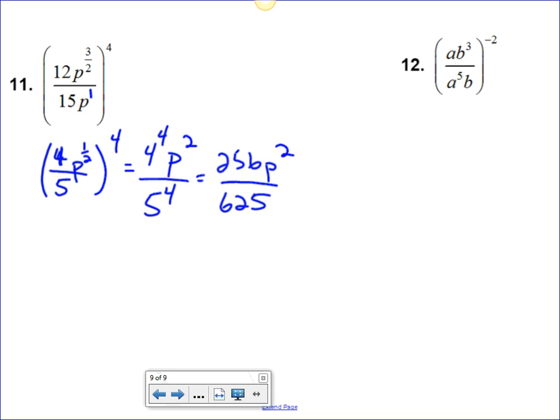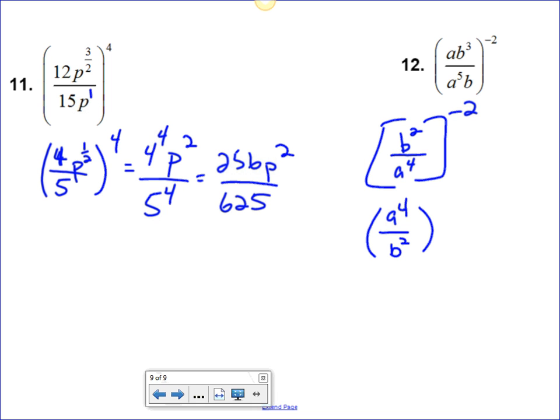Okay, now the last one. First thing I would do, I'd simplify inside. So my a's, I know I got a to the 4th on the bottom. I know I got b to the 2nd on top. And then, next thing I do, I think about the reciprocal idea. So now I've got a to the 4th over b to the 2nd, all to the positive 2. And then I simply carry out the last thing. So then I'd have a to the 8th and b to the 4th.